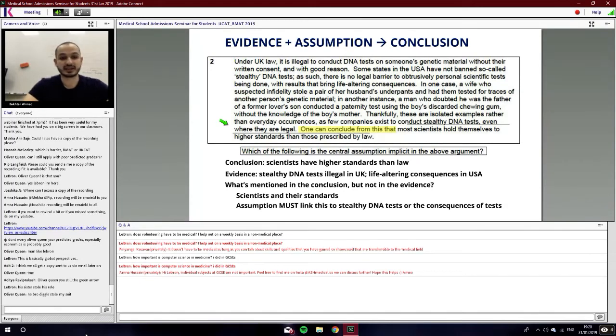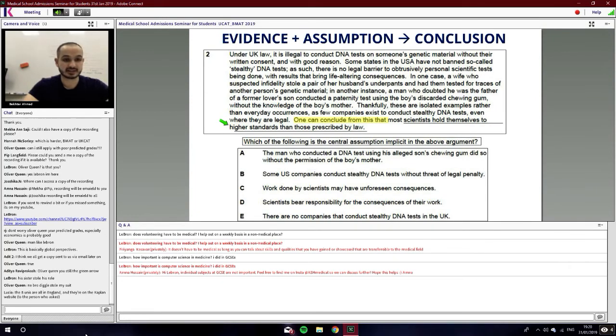So if we have a look at this statement, it has to talk about scientists and it has to talk about their work. So it won't be A, a man who conducted a DNA test, blah, blah, blah. That's information given to us in the passage, right? In B, some US companies conduct stealthy DNA tests with the threat of legal penalty. Again, that information is in the passage. So A and B, I would eliminate so far.